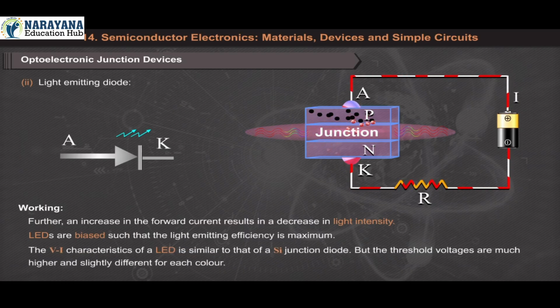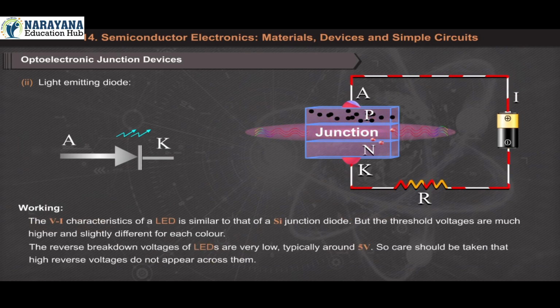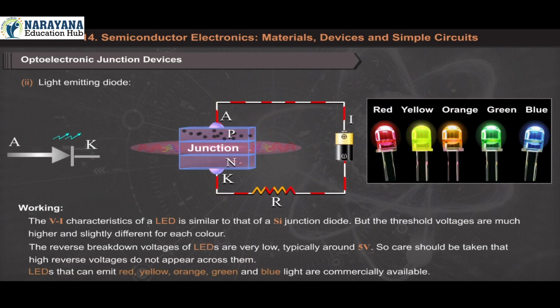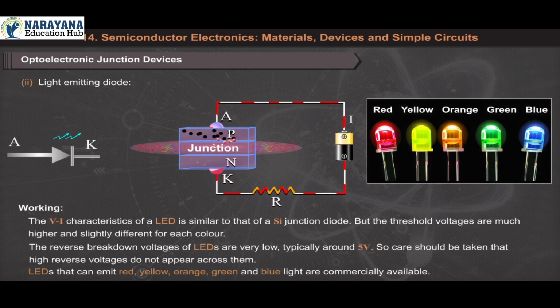The VI characteristics of an LED is similar to that of a silicon junction diode, but the threshold voltages are much higher and slightly different for each color. The reverse breakdown voltages of LEDs are very low, typically around 5 volt. So care should be taken that high reverse voltages do not appear across them. LEDs that can emit red, yellow, orange, green and blue light are commercially available.